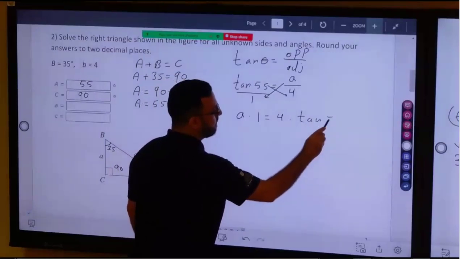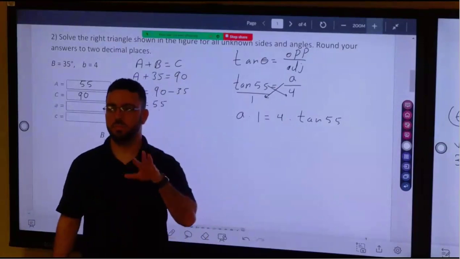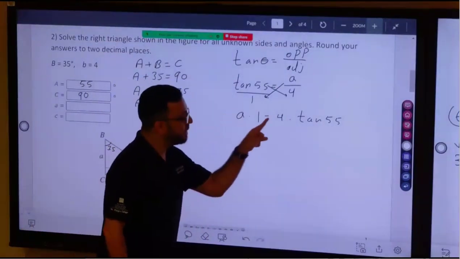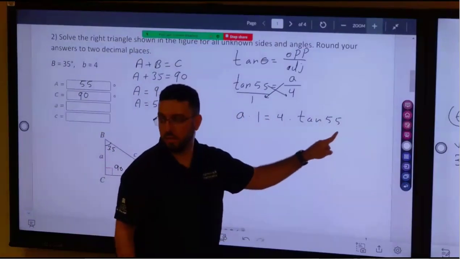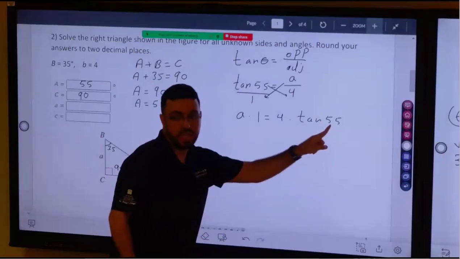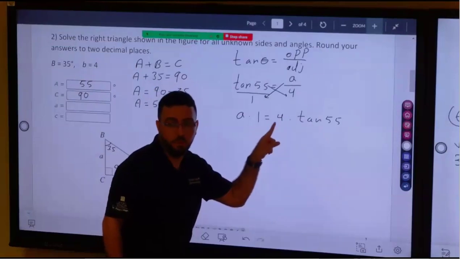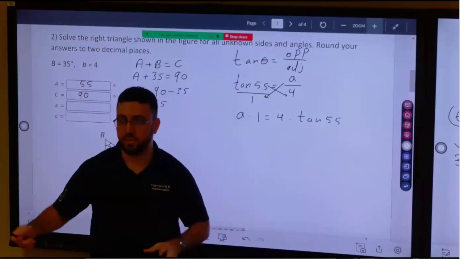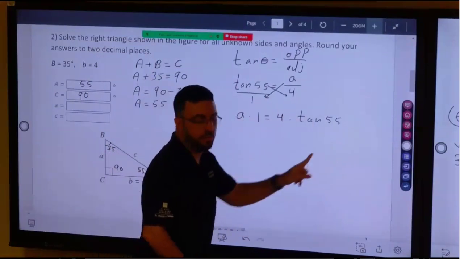Tangent 55. And be careful here. You can just plug it in the calculator like that, right? Yep, but be careful here. You can't multiply 4 by 55. Why? One's a degree and one's a number. This is an angle for the tangent. This is a number. So you can't multiply 4 times 55 and then find the tangent for the result. No, multiply 4 times tangent 55.